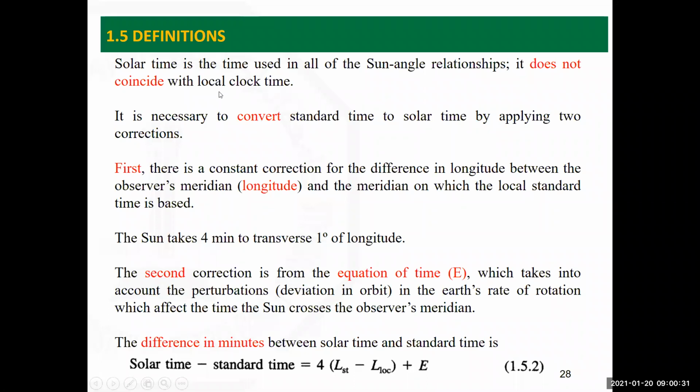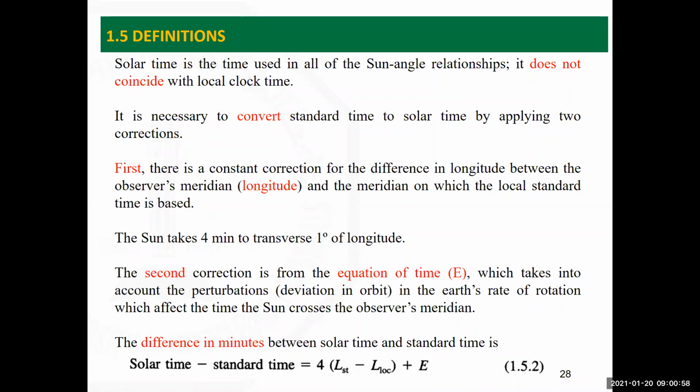It does not coincide with the local clock time, as I mentioned, but we should be able to convert between standard time and solar time by using two corrections. One of them is due to the longitude. For example, if you look at my watch here, the time right now is almost 9 o'clock in the morning. That would be the same as 9 o'clock in the morning for somebody now in Jeddah.